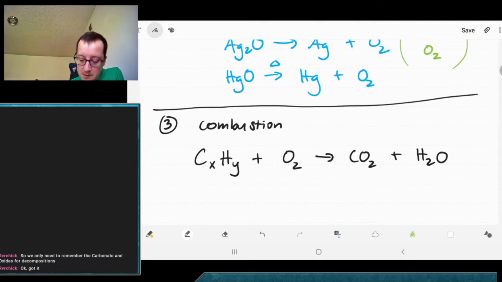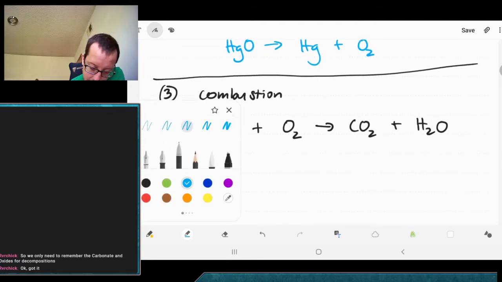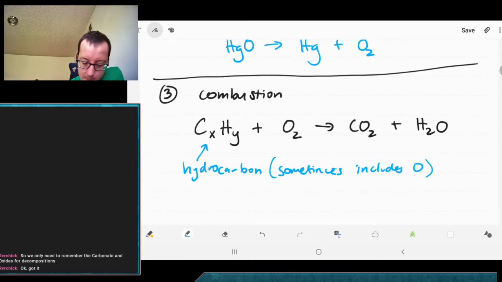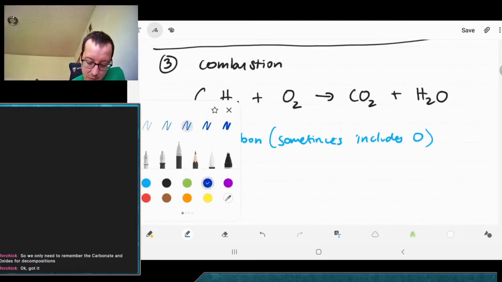Where we're going to take some hydrocarbon, CxHy. X and Y can be any sort of combination of things. Sometimes you'll also have oxygen in here too. But essentially we're putting those with oxygen, we're getting out CO2 and water. That's kind of how these are always going to look.